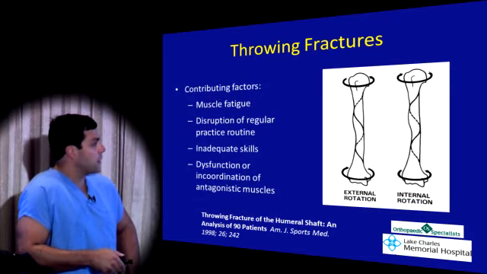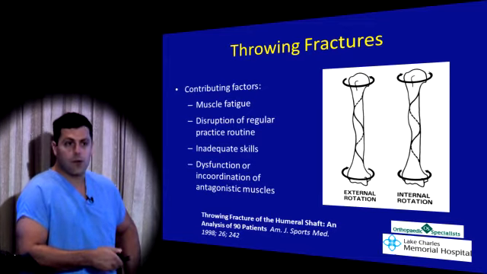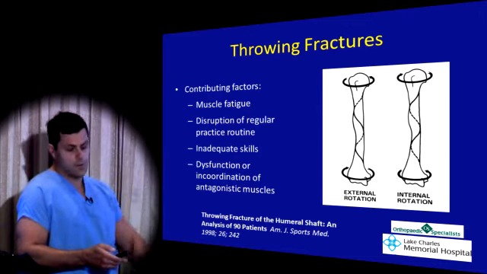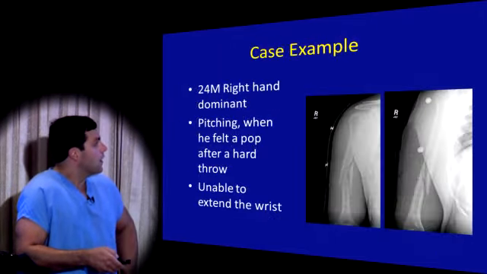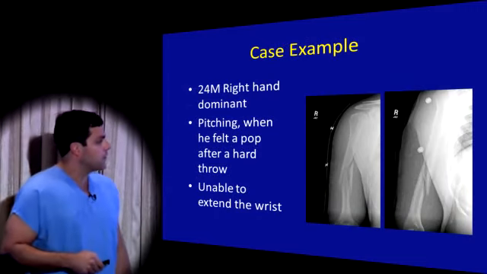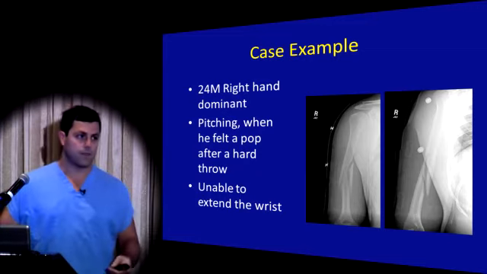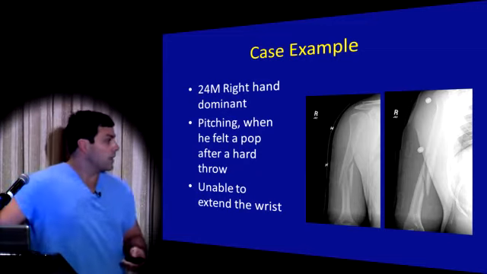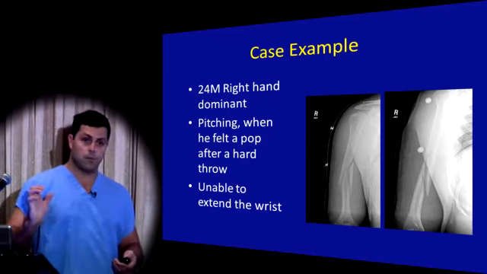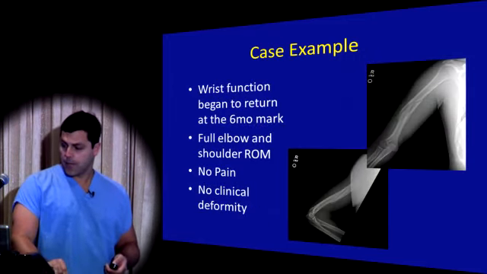It's usually a spiral type fracture, usually because they have inadequate skills, they haven't practiced throwing, and just by the act of throwing, the fracture occurs. So this was a quick case example. A 24-year-old right-hand dominant gentleman pitching. He felt a pop. He played on the weekends. It was baseball, but he played very infrequently. He also had a radial nerve palsy. He couldn't pull his wrist up. So we treated him non-operatively.